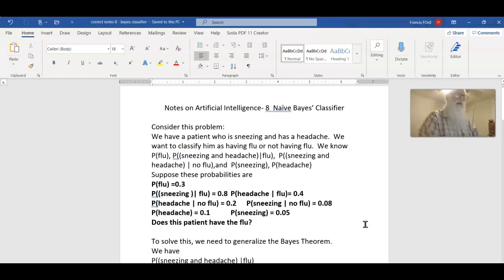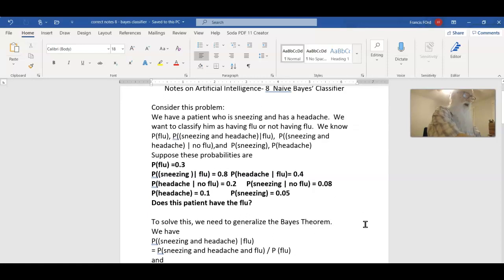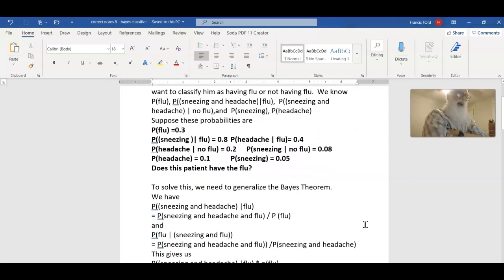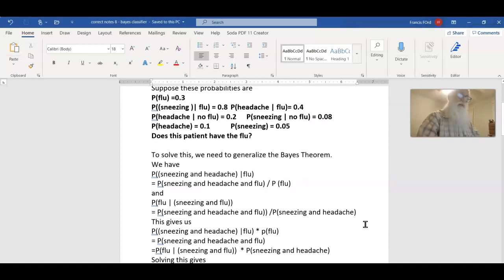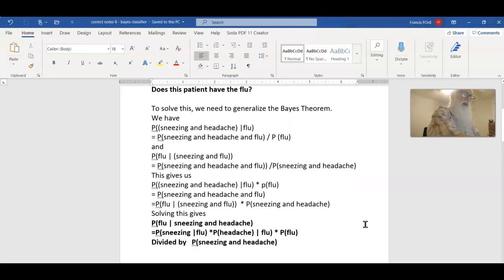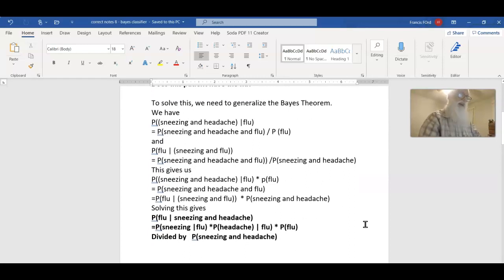Well, we have the Bayes theorem. What we want to know is, we already have the probability of sneezing and headache given the flu. And from almost the definitions of probability, that is the probability of sneezing and headache and flu, the overlap of them, divided by the probability of flu. And the same thing is true the other way around. And as with all our Bayes work, there's a common probability in there. We set that common probability to solve for it in each of the problems, and we get this. And this gives us the same setup we've had before.